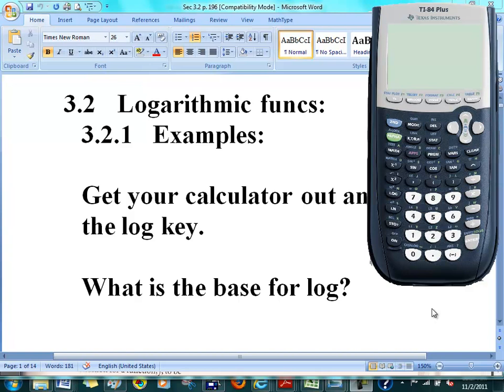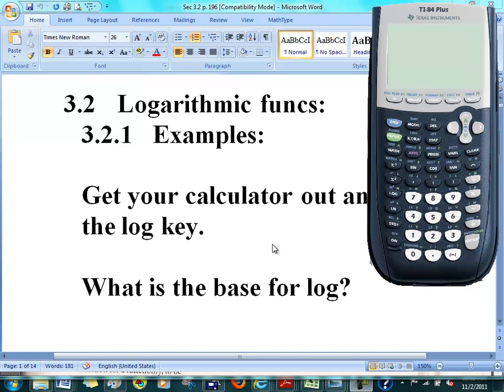Get your calculator out and find where the log key is. Do you guys know where that is? Found it? Okay. Do you know what the base is for that log when it's not written? It's implicitly 10. Okay, it's implicitly 10. And then on the same key, the key below that, you will see ln.